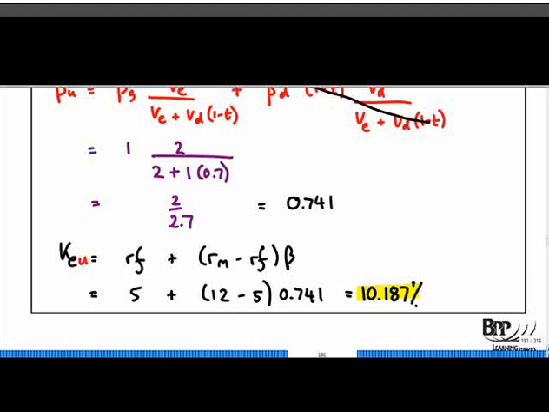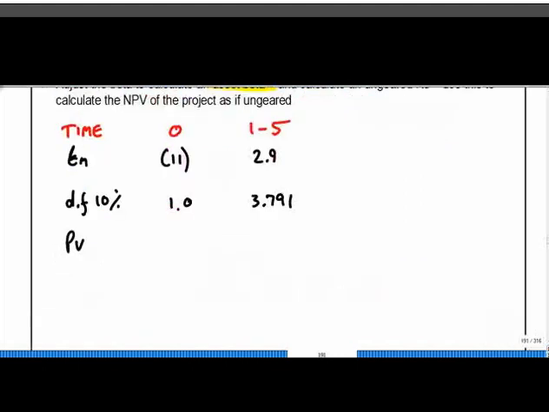So discounting at 10%, just rounding it to the nearest whole number, I have a present value of negative 11 for the outlay, and then of slightly less than that. So my NPV is basically 0, but on my numbers it's slightly negative. And that's the end of step 1. The project, as if ungeared, is marginal and probably slightly unattractive.